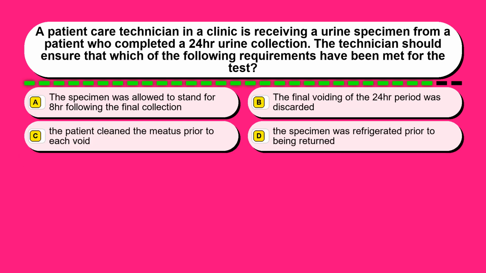Question 14. A patient care technician in a clinic is receiving a urine specimen from a patient who completed a 24-hour urine collection. The technician should ensure that which of the following requirements have been met for the test? Option A, the specimen was allowed to stand for 8 hours following the final collection. Option B, the final voiding of the 24 hour period was discarded. Option C, the patient cleaned the meatus prior to each void. Option D, the specimen was refrigerated prior to being returned.